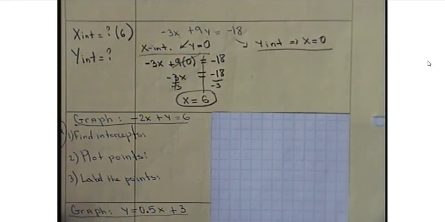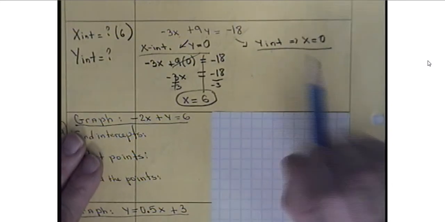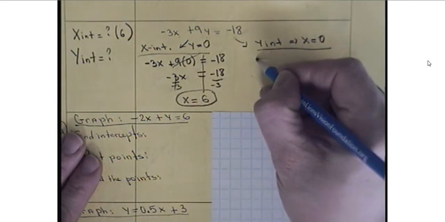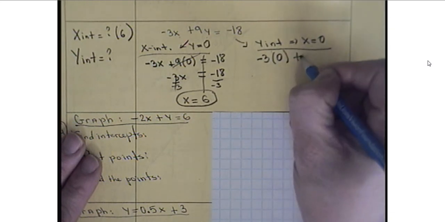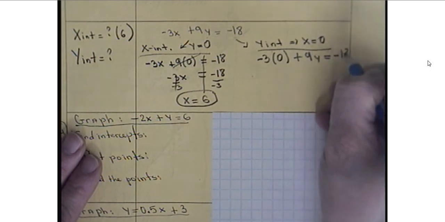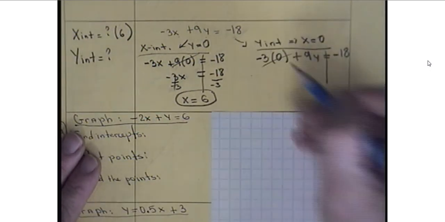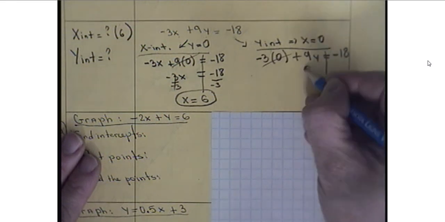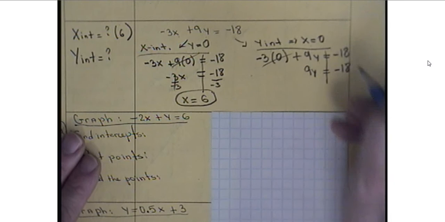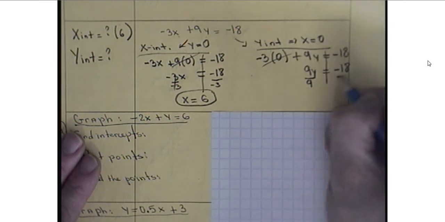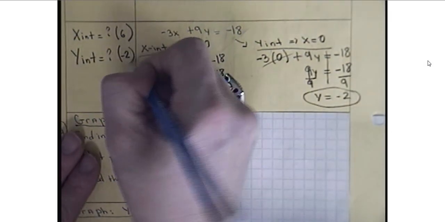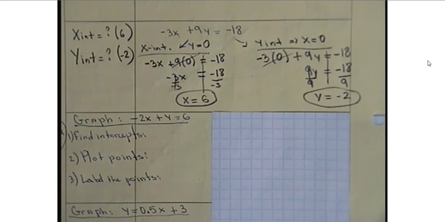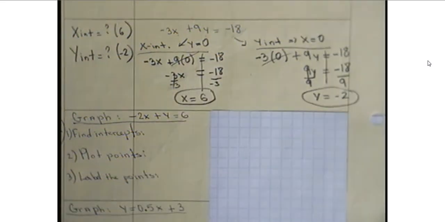We already calculated that. Now let's get the y-intercept. Using the same original equation, this time x is 0, so it will be -3 times 0 plus 9y equals -18. Solving that, -3 times 0 is 0, this is gone, and we have 9y equal to -18. Next step is to divide by 9. So y equals -2 will be my y-intercept answer. And that's how we calculate the x-intercept and y-intercept if we have a given equation.